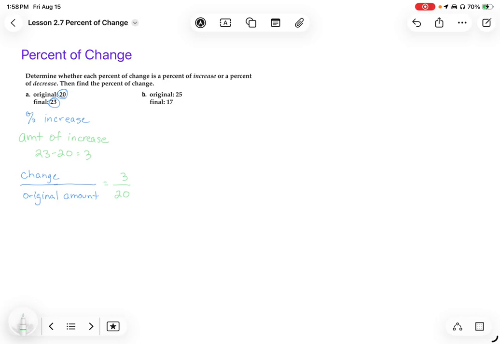Our second ratio is what we're going to be using to find the percent. And the percent is going to be what is the rate, r, out of 100, because percent means out of 100. Percent means from 100. And we've done many, many problems like this. This is a cross products problem.